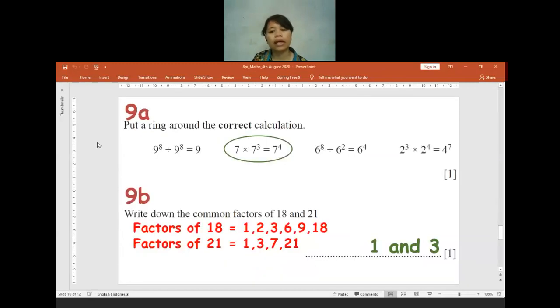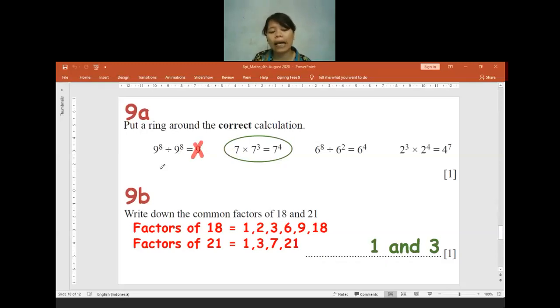For question 9, put a ring around the correct calculation. Remember, when it is division using indices, we subtract the power. When it is multiplication using indices, we add the power. The number will remain the same. The number will not change. So now we have 9 to the power of 8 divided by 9 to the power of 8. I do not put a circle, so if you answer 9, the answer will be wrong.